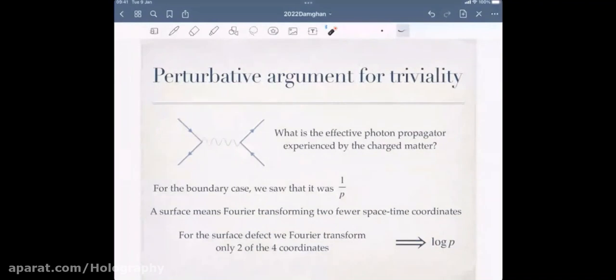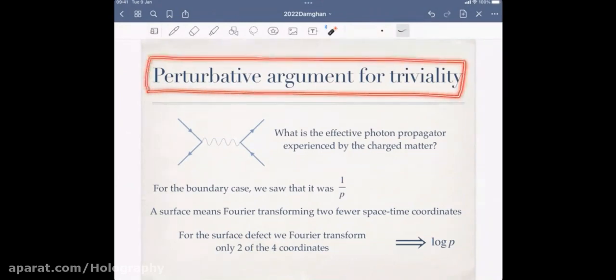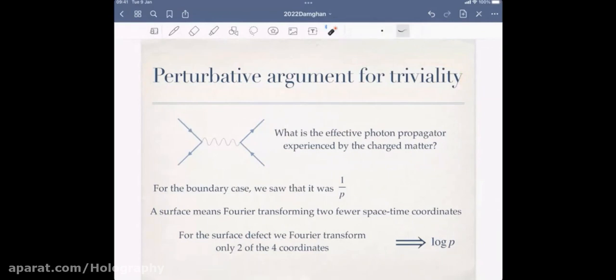Oh, I forgot. I have a really simple back of the envelope argument for why it's trivial. So let me give you that first, and then we'll get to the technical details. This is a kind of perturbative argument for why a surface defect in Maxwell theory is trivial.